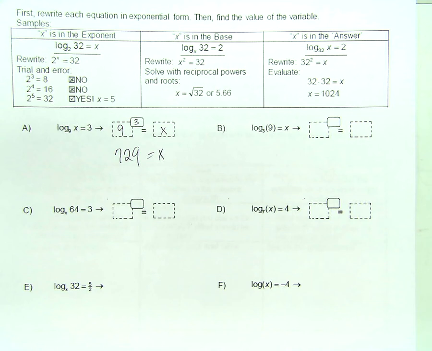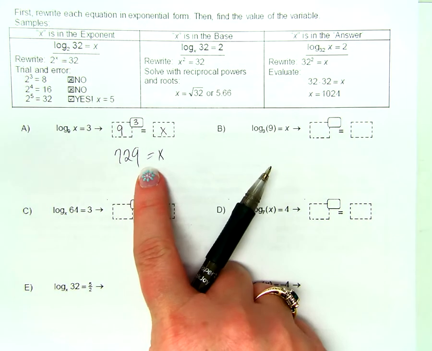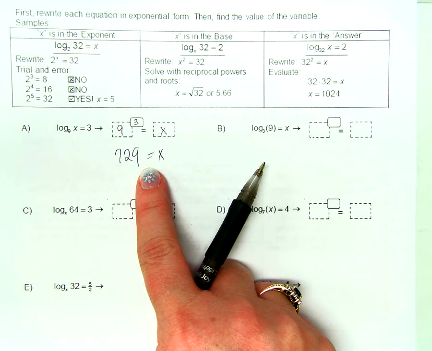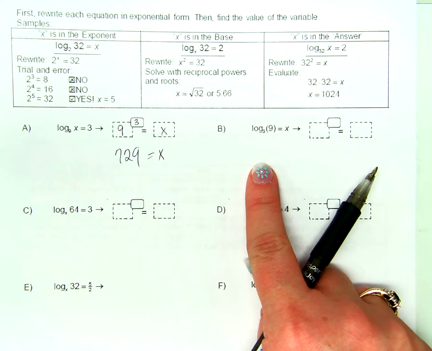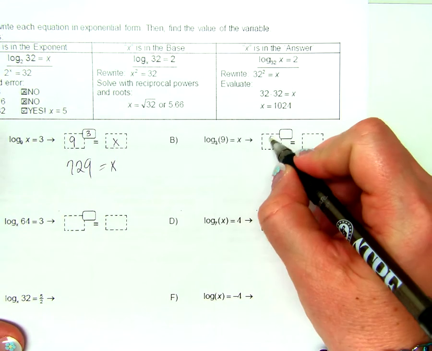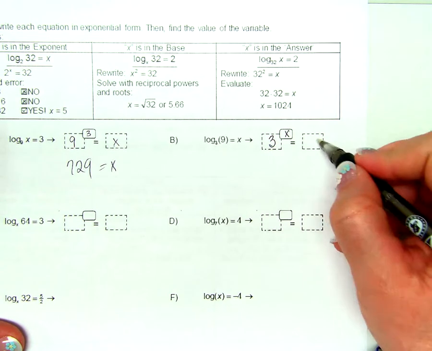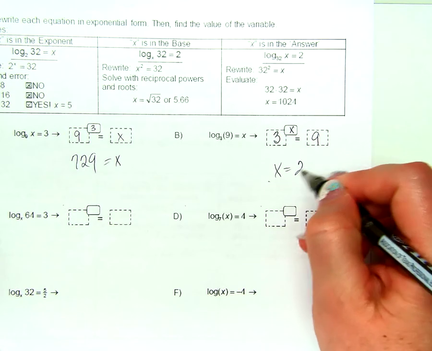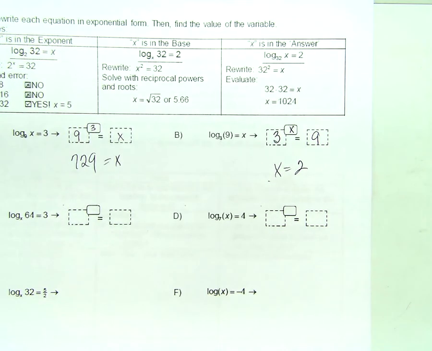What about B? Oh, wait, we're done, right? That's it. Yes, it is. We're done. So what about B? 3 to the x. 3 to what power equals 9? Done. Is it going to get harder? Okay, let's look at C.